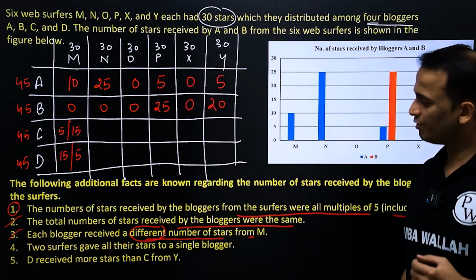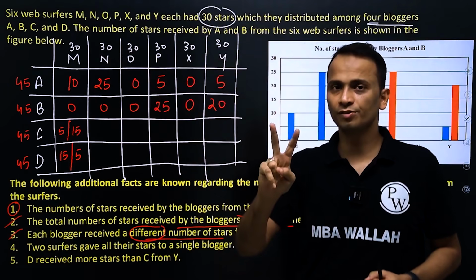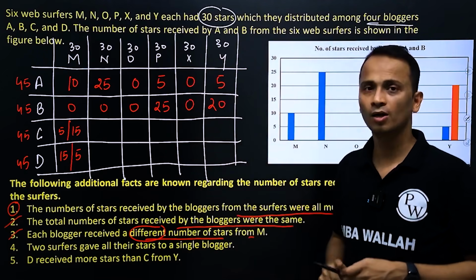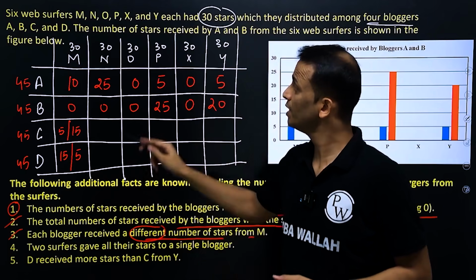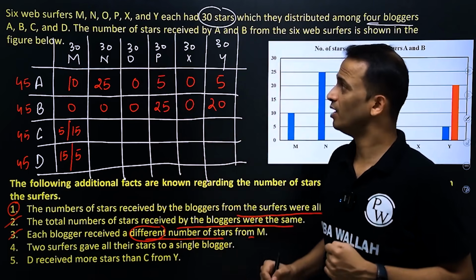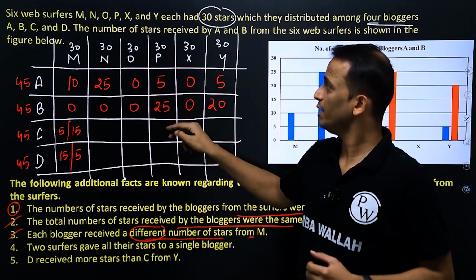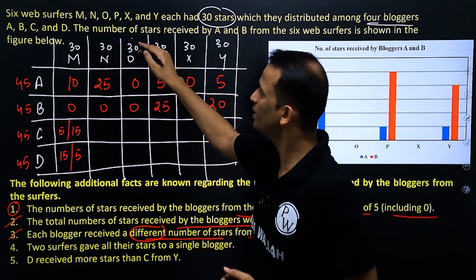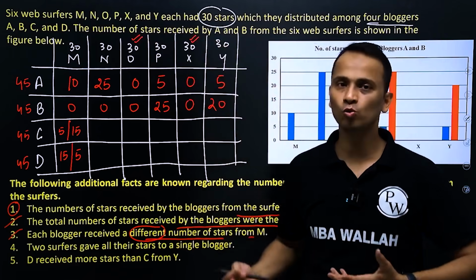Fourth point, 2 surfers gave all their stars to a single blogger. Out of 6 surfers, there are 2 surfers who gave all their stars to one blogger, right? Now it is not M, obviously, because M has distributed among 3 of them. It is not N because 30 stars needs to be given to a single blogger, and N has already given 25. It may be O. It is not P. It may be X. It is not Y. So there are 2, they have to be O and X. Only these 2 are possible. I require 2. I have got 2.